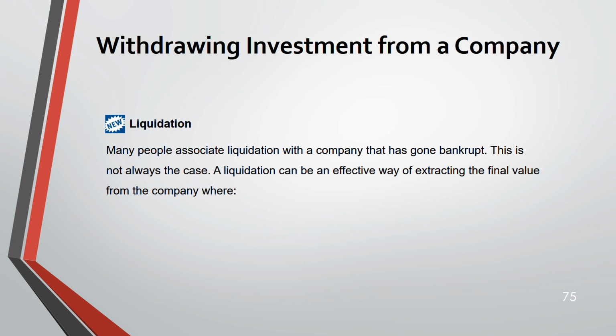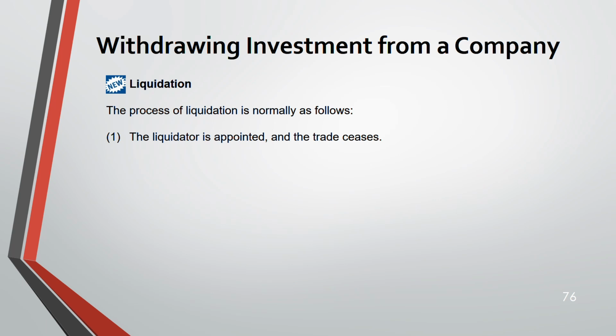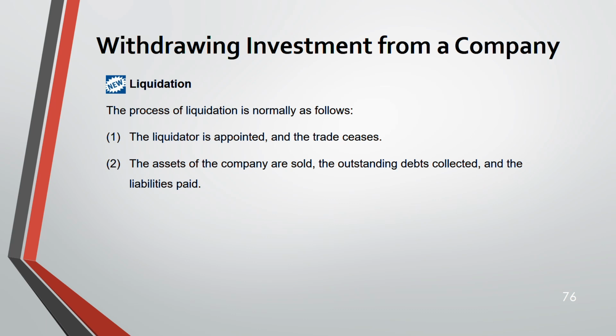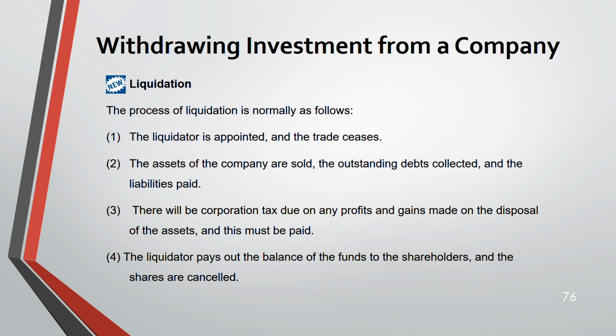Sometimes liquidation could be an effective way of extracting the final value of the company, where net assets of the company are worth more than the shares on a going concern basis, or no one wishes to buy the shares in the company as it stands. So the process of liquidation is as follows. A liquidator is appointed and the trade ceases. Assets of the company are sold, outstanding debts are collected, and liabilities paid. There will be corporation tax due on any profits and gains made on the disposal of the assets, and it must be paid. The liquidator pays out the balance of the funds to the shareholders and the shares are cancelled. Shareholders pay any tax due on the amounts received.